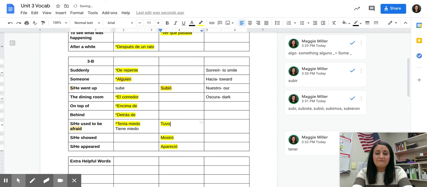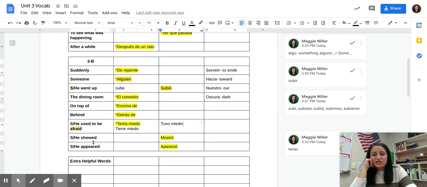And so I had fear that one time would be tuve miedo. Okay, the irregular stem there being tuve. But we haven't learned that one yet. It will come up in later chapters, so it's just kind of helpful to know that that's out there.